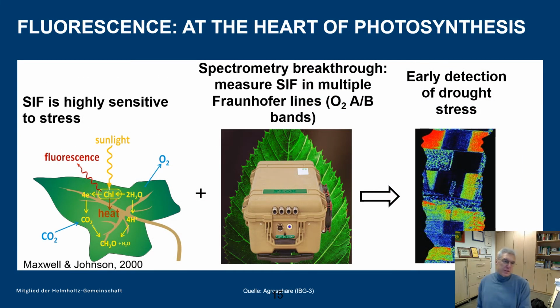So fluorescence is the outcome of the radiation of sunlight onto the canopy, and sunlight is used to drive the photosynthesis apparatus, which then leads to biomass production. And there is, of course, some spin-off of this sunlight emission, which is the fluorescence, which is not used for photochemical reactions. And there has been a breakthrough in spectrometry which allows us to measure the sun-induced fluorescence in the oxygen A and B bands. And this allows us to detect stress at an early stage, drought stress in this case.